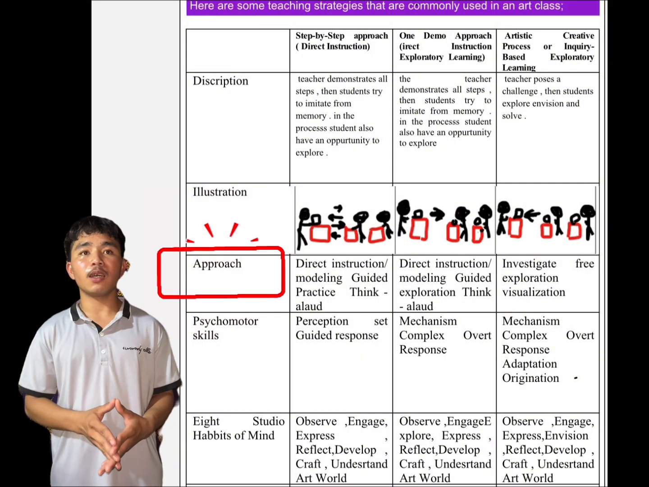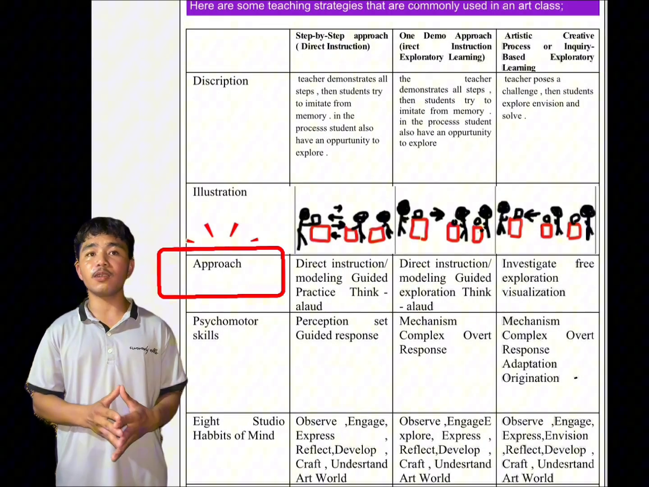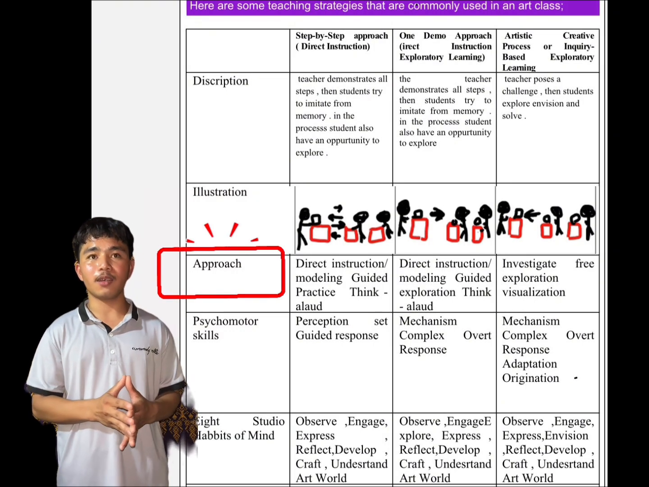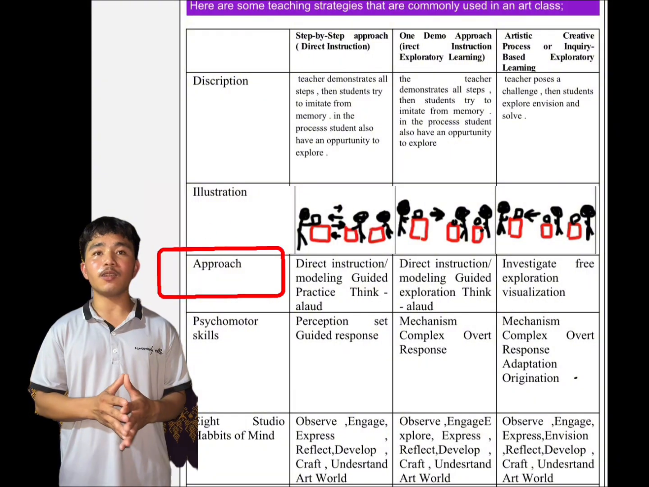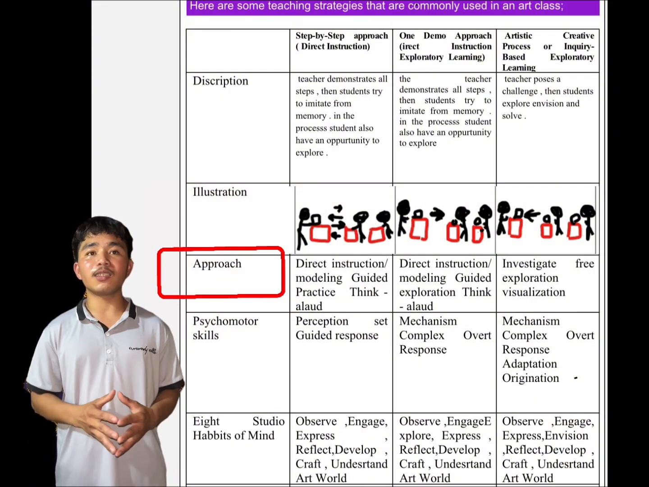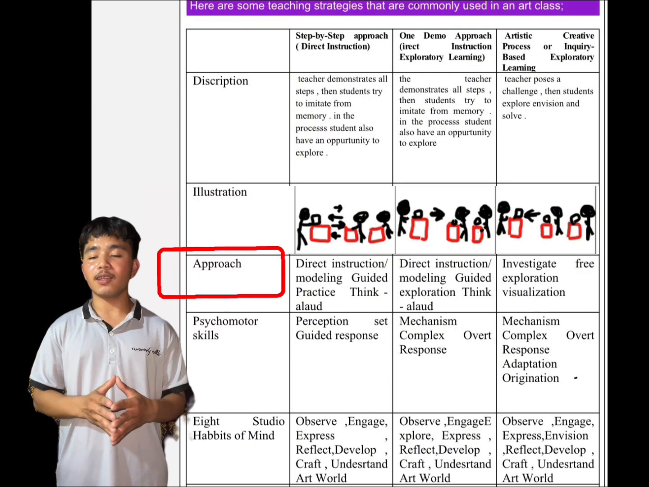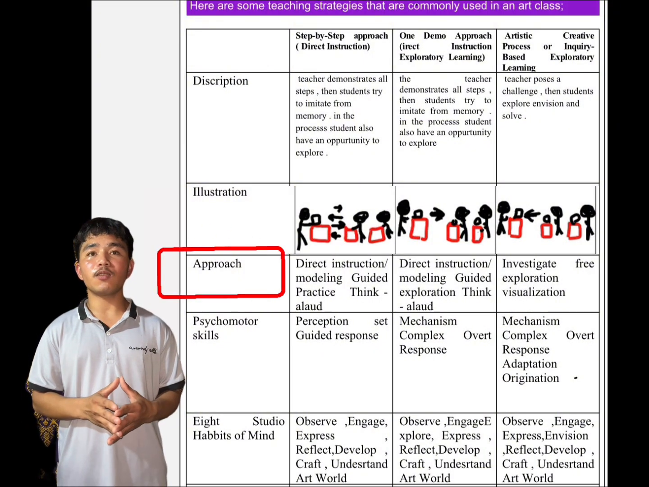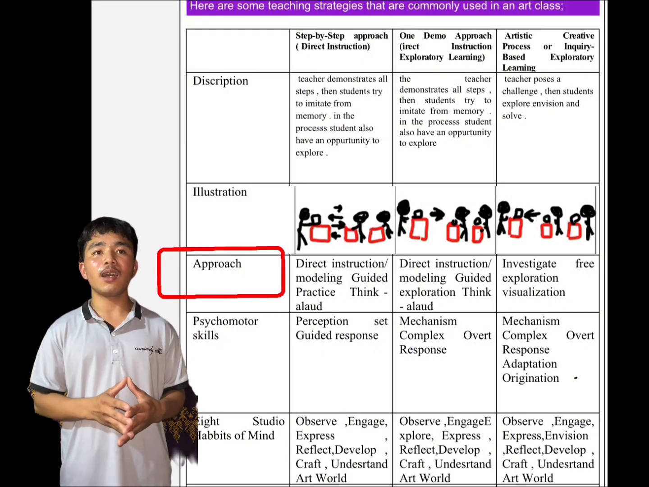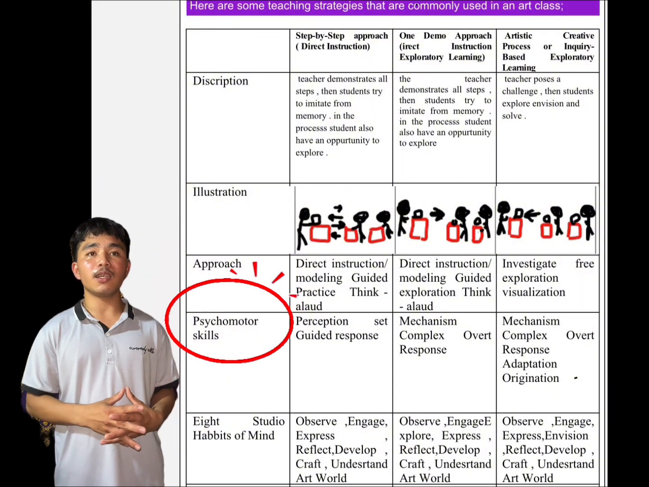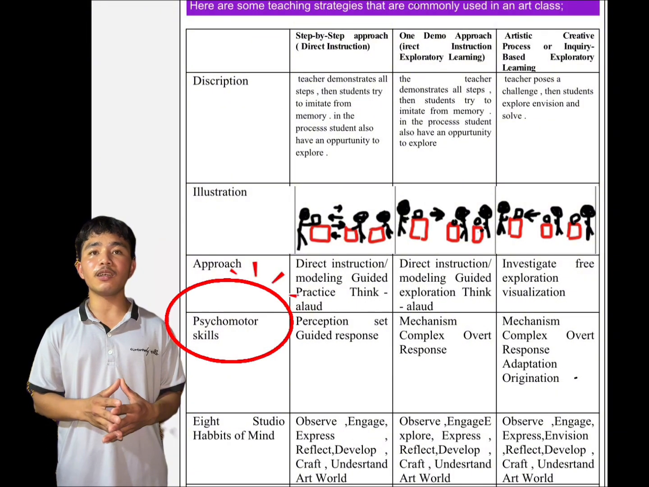Next is the approach. The approach we need in the step-by-step approach or direct instruction is direct instruction, modeling, guided practice, think aloud. Then the approach appropriate in the one demo approach or direct instruction exploratory learning is direct instruction, modeling, guided exploration, think aloud. The last approach, in the artistic creative process or inquiry-based exploratory learning, is investigate, free exploration, visualization.